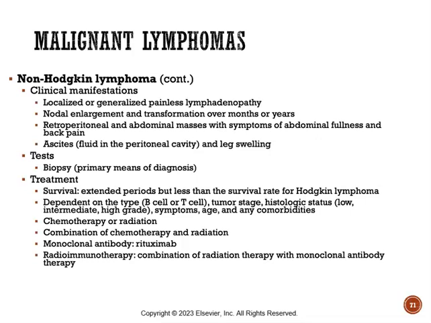Survival rates are going to vary with this type, with treatment tailored based on factors like B cell versus T cell origin, the tumor grade, symptoms, and the patient comorbidities. And our treatment options are going to include chemotherapy, radiation therapy, and monoclonal antibodies like rituximab. And we can also use radioimmunotherapy, which combines radiation with targeted monoclonal antibody therapy that has shown some promising results.